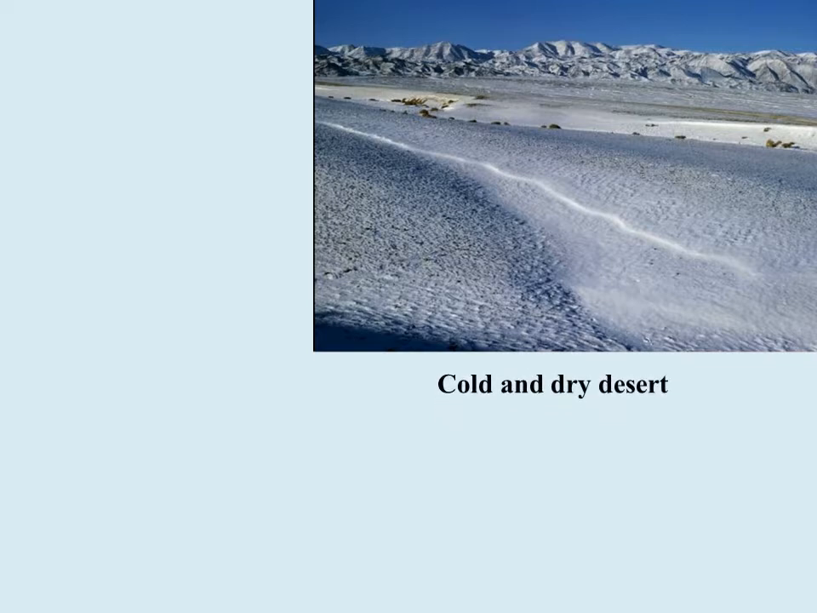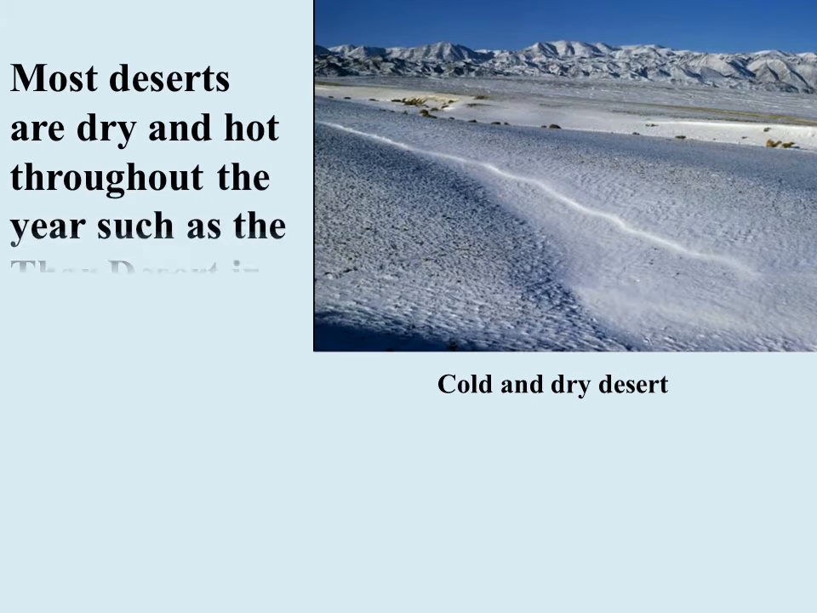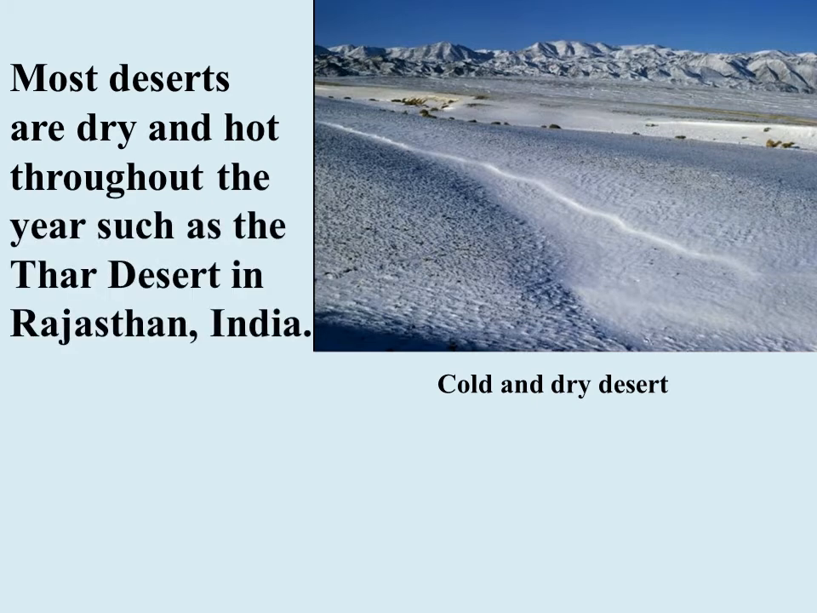Now let us study about the cold and dry desert. Most deserts are dry and hot throughout the year, such as the Thar Desert in Rajasthan, India. In the previous picture, we have seen a hot and dry desert. In this image, you can see a cold and dry desert.